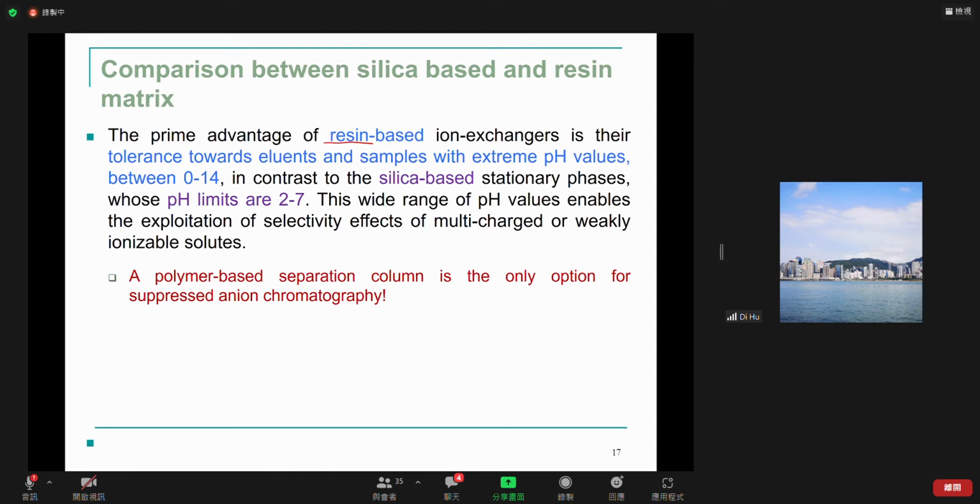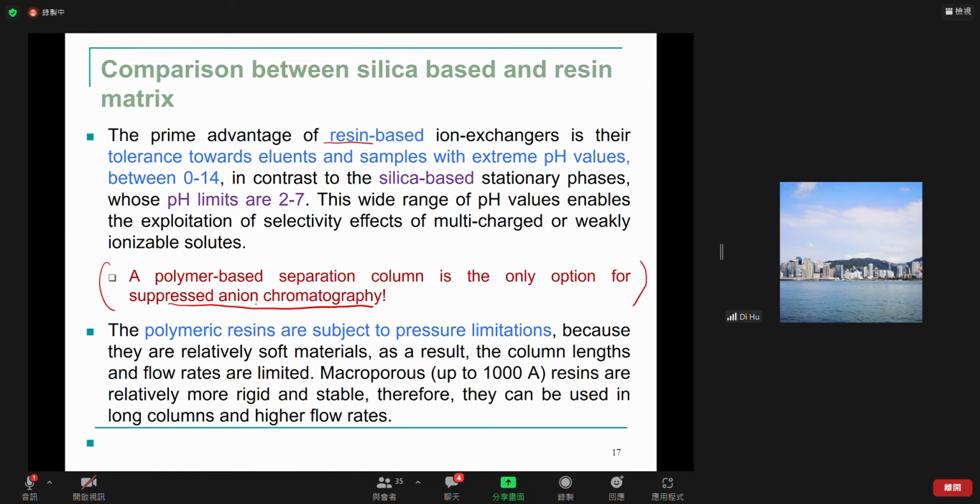Therefore, we mention that a polymer-based separation column is the only option for suppressed ion chromatography. Now you may not really understand what that is talking about. Let's keep it and come back later when we are talking about suppressed ion chromatography, and we will see what it means.